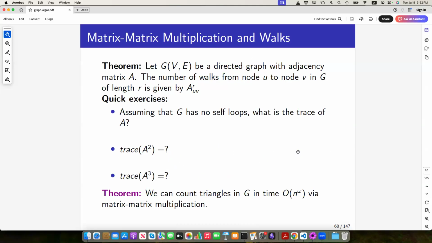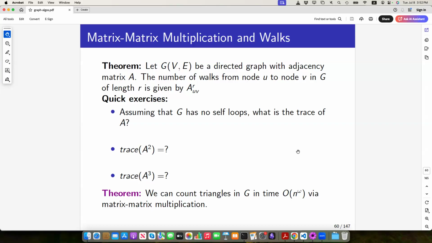Now, another connection: triangles as matrix multiplication. Here's my claim. If you take any power R of the adjacency matrix, and you look at the UV entry, this is the number of walks from U to V of length R. Again, it's not hard to prove that, but think about it.